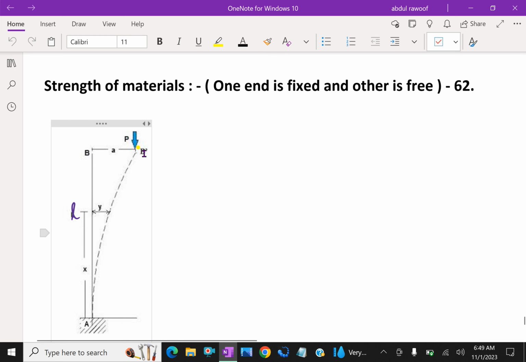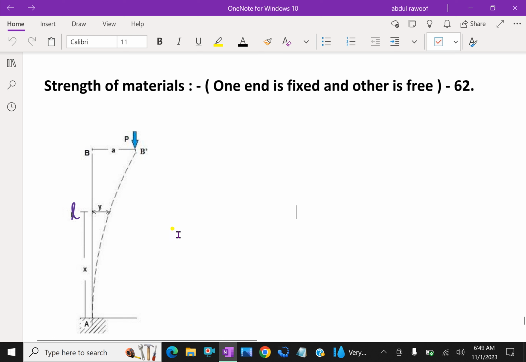Let P be the crippling load at which the column just buckles. Due to the crippling load P, the column will deflect as shown in the figure. Now we will discuss further about the crippling load.